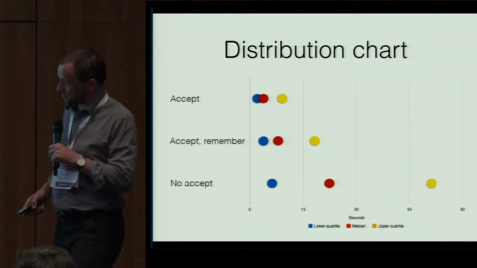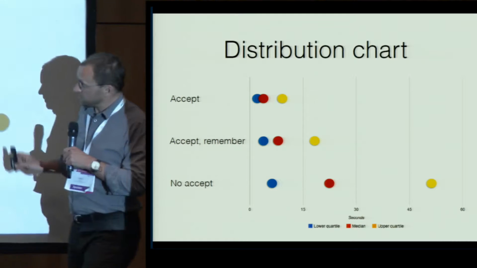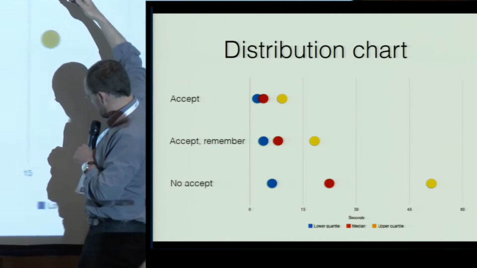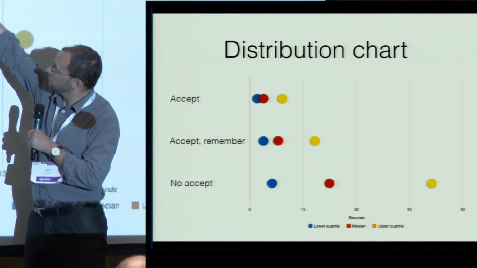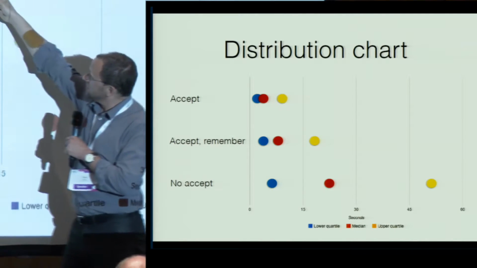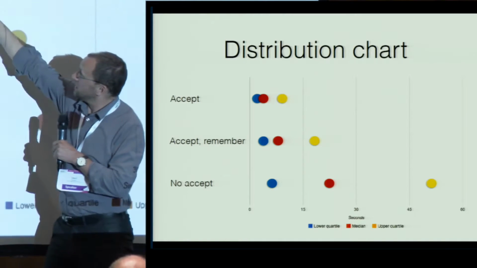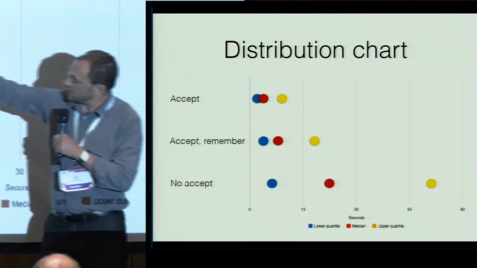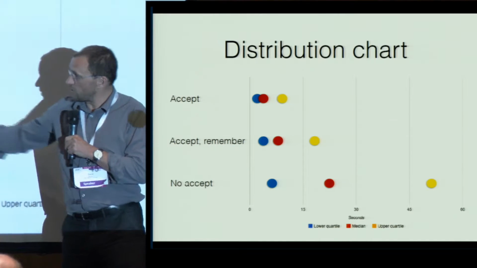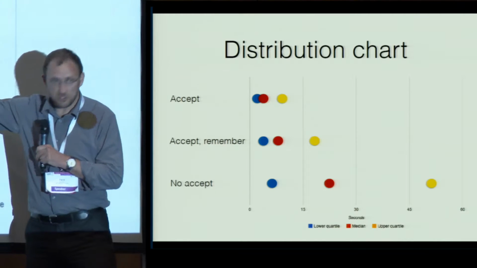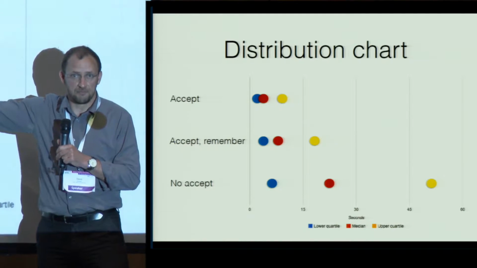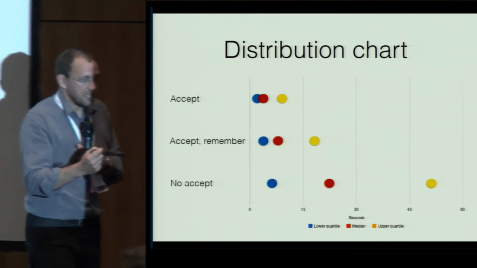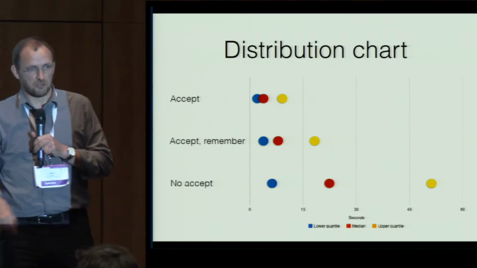This is another way of showing the statistical numbers we have. Accept, which we saw was the quickest one, lies around here, around 3 to 4, 5 seconds. This is the upper percentile, this is the lower percentile, and this is the median. Yes, accept and remember, move slightly up in time, and no, I do not accept, then we go up to around 20 seconds as the mean time for that decision. So people actually see it, they think about it, and they decide, hell no.